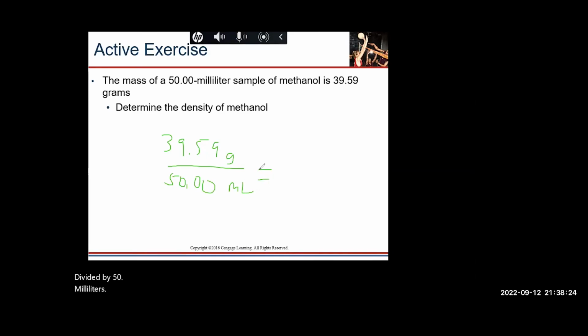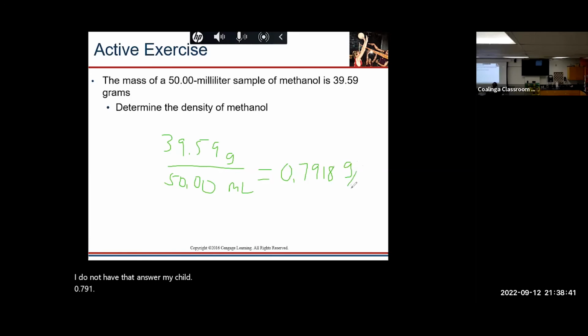Okay. I do not have that answer. Let me try. 0.7918. You're quick. It's grams per milliliter. And we should have 4 sig figs, so it works out. Okay. Next question.